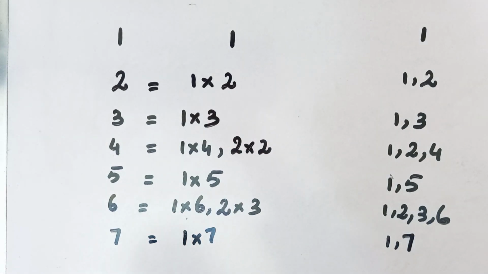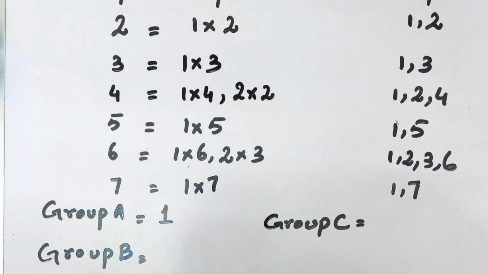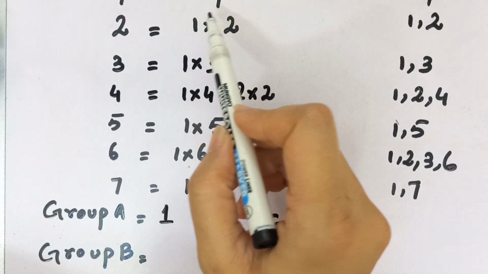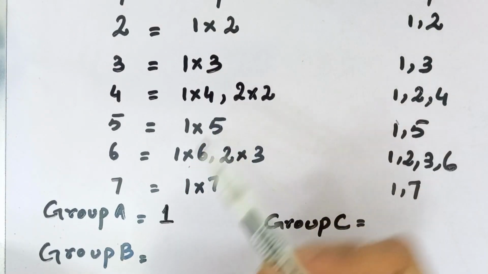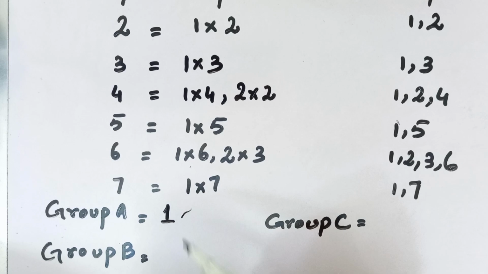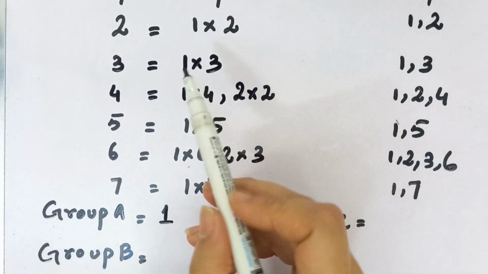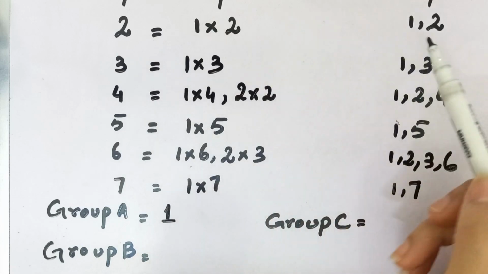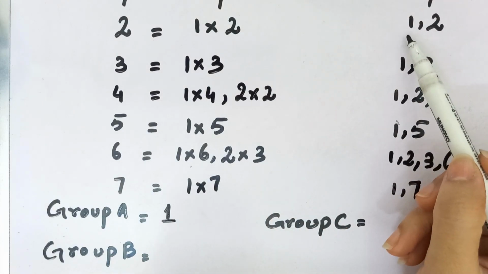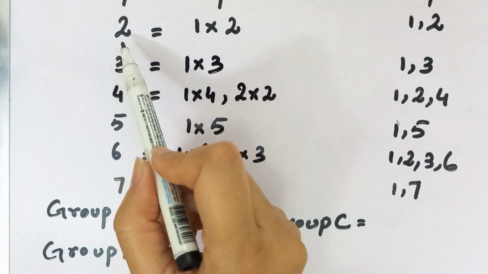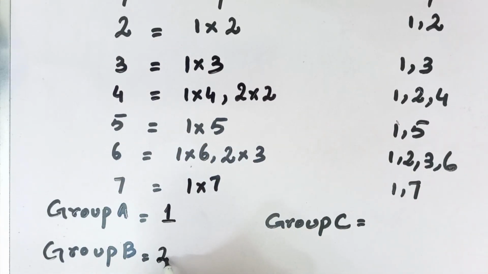Now, we can classify the numbers in the table above into 3 groups, Group A, Group B, and Group C. Group A contains a number with exactly 1 factor. Now we see in the table that 1 has exactly 1 factor, so 1 belongs to Group A. Group B contains numbers with exactly 2 factors, 1 and itself. Now we see in the table that 2 has exactly 2 factors. One of the factors is 1 and the other is the number itself, 2. So 2 belongs to Group B.